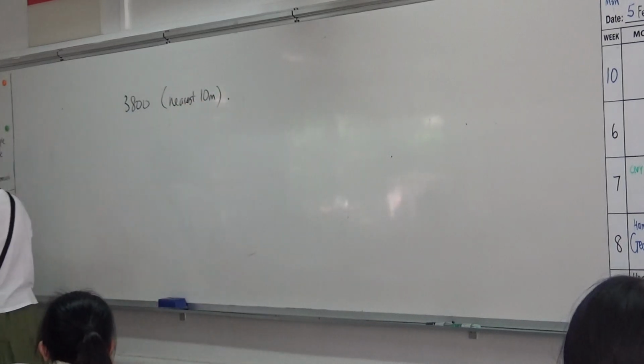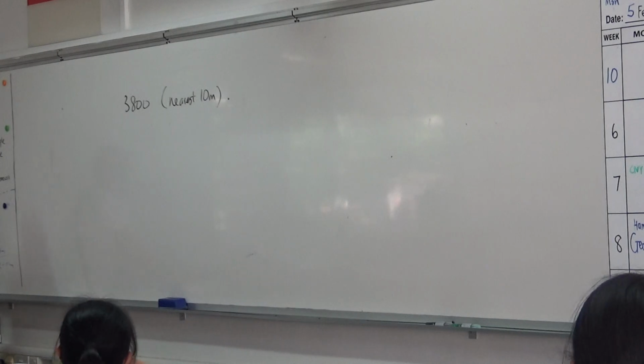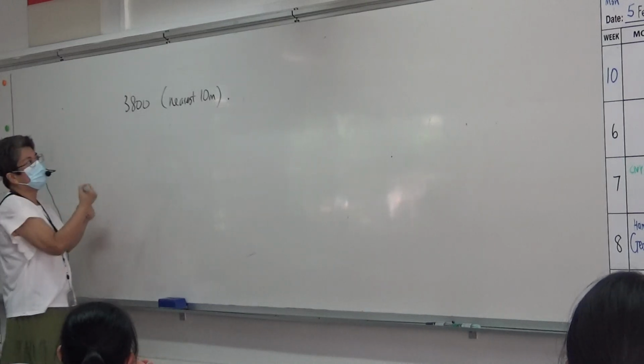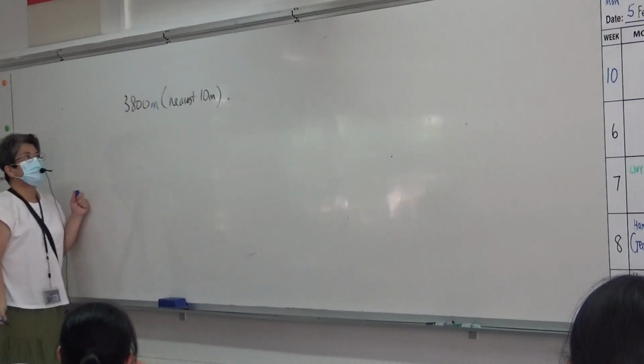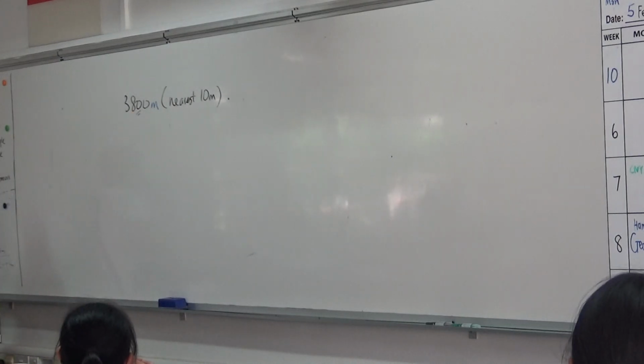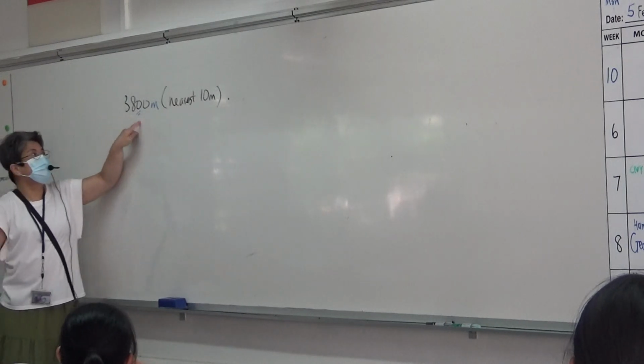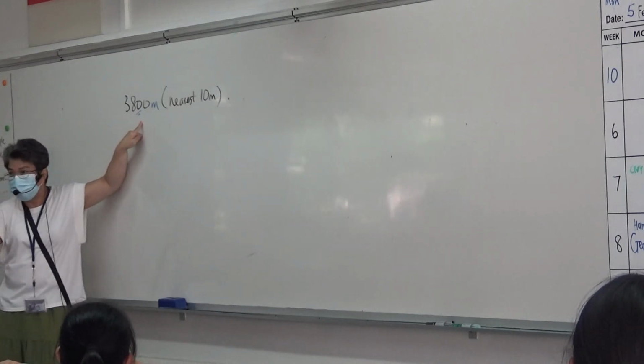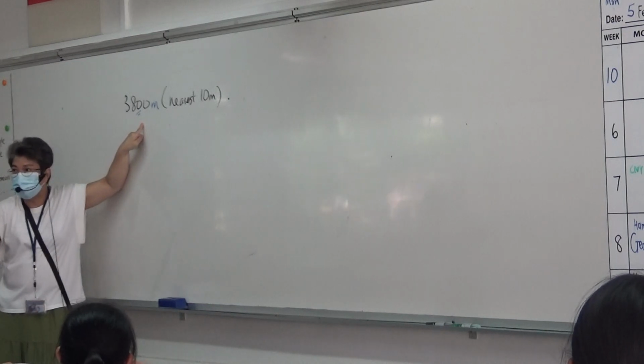Okay, if I say 3800, this is correct to the nearest 10 meter. Of course, this is meter, okay? That means it's up to here, right? Yes. How many significant figures? 3. 1, 2, 3, yeah? This one? Agree? Yeah. 3 significant figures.